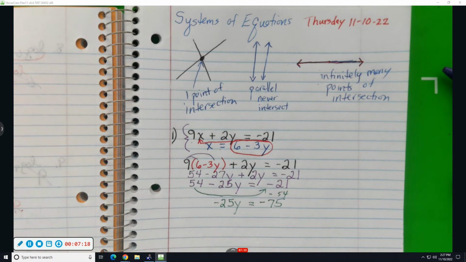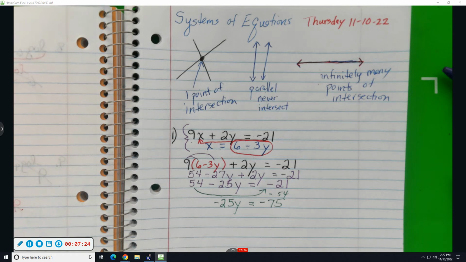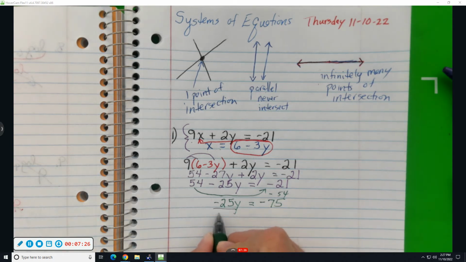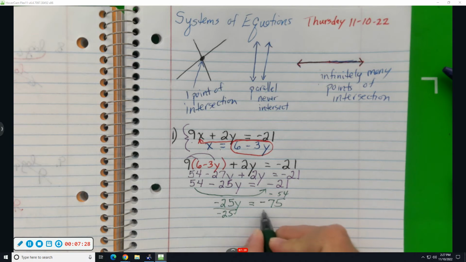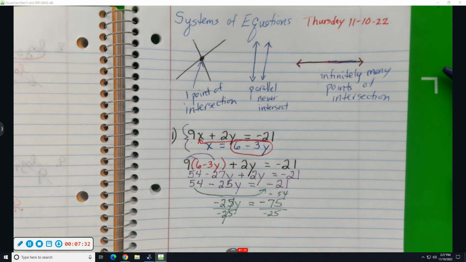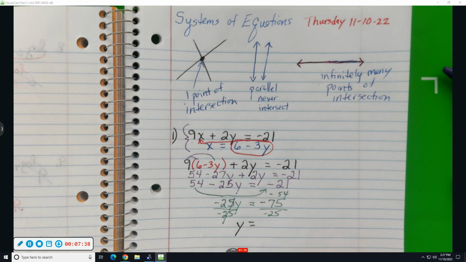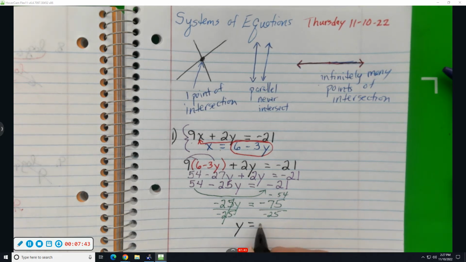Okay. Only one thing left to do to solve for y. And what is it? Divide both sides by negative 25. Good. Negative 75 divided by negative 25 is what? Y equals 3. Okay.